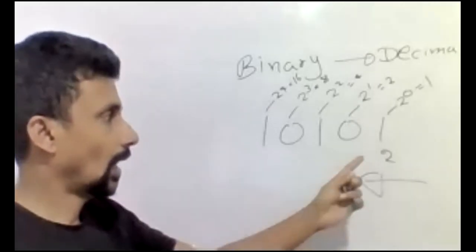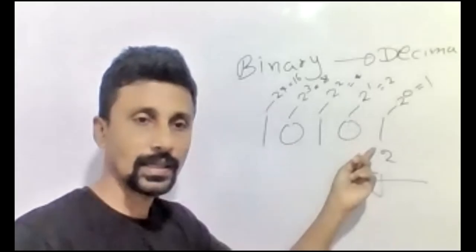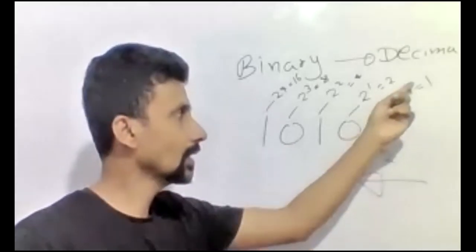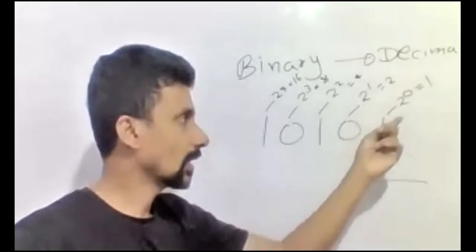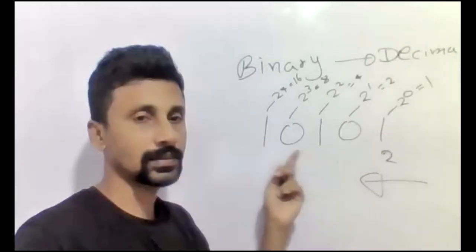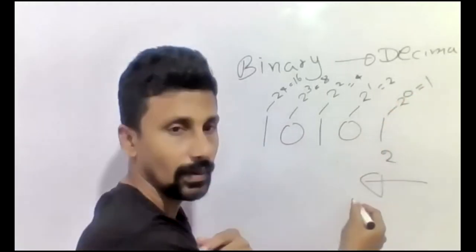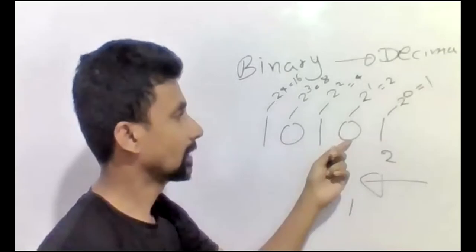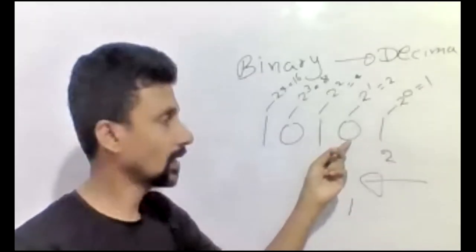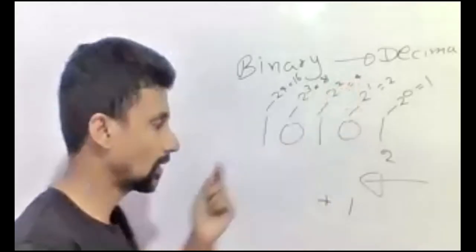Now here in this question, we only take the values where there is a 1. So we have to take the corresponding values for these ones. I write here 1. Here there is a 0, so we don't take that value. Here 1 is there, so the corresponding value is 2 to the power 2, that is 4. So I am taking 4 also.